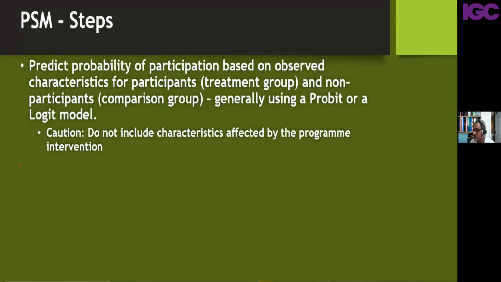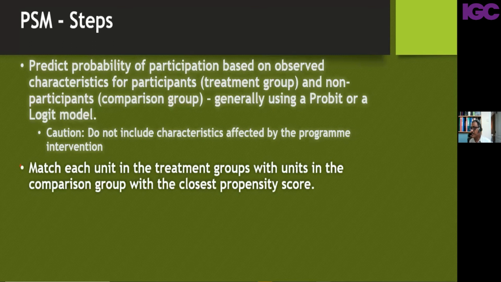One caution to be noted is that we should not include characteristics which are affected by the program intervention. So you should use only the pre-program characteristics. So if a program, say, improves skills of a participant, then you should not use improved skills as something which predicts participation. So use only the pre-program characteristics.